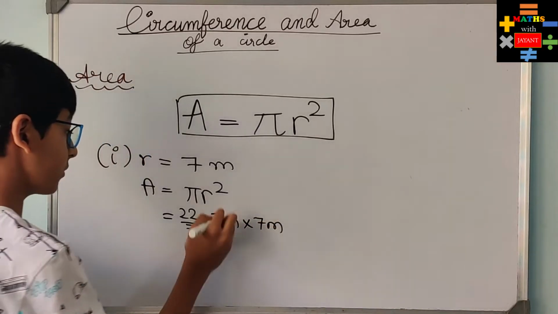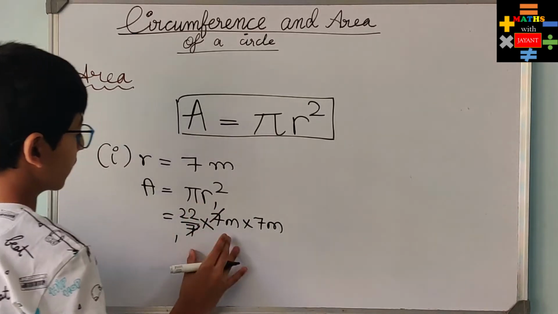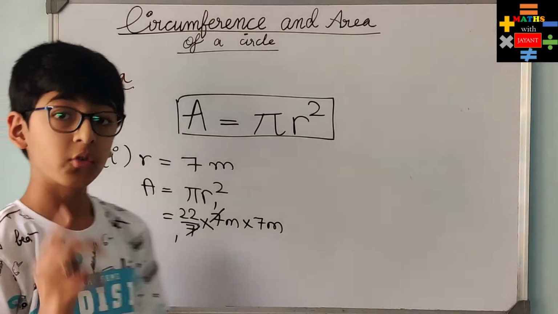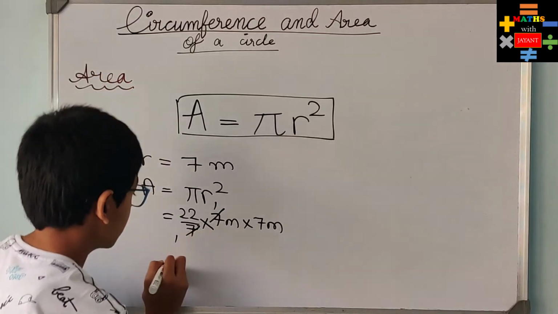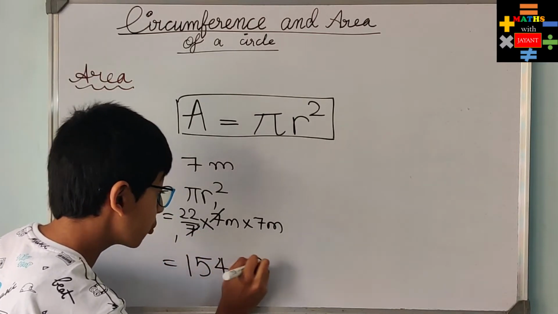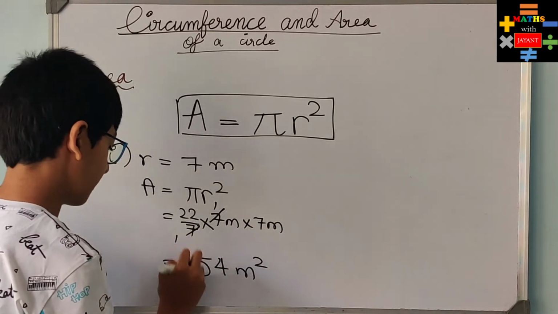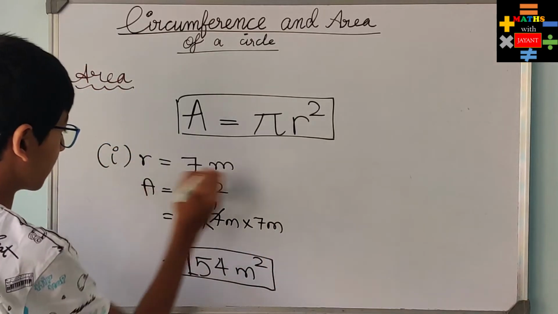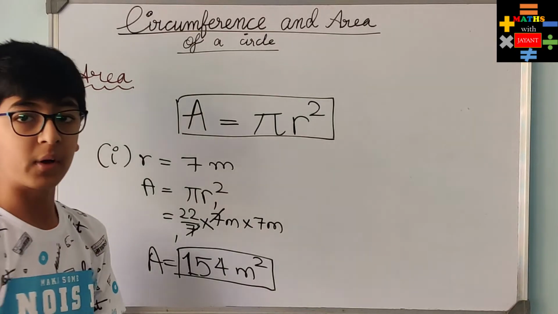Right? 1 seven is 7, so this whole thing got cancelled. Now what we need to do? Just 22 into 7. 22 sevens are 154. 154 meter squared, because meter is being multiplied by meter. Meter squared. Make sure of the unit. So if the radius is 7 meter, then its area is going to be 154 meters squared.